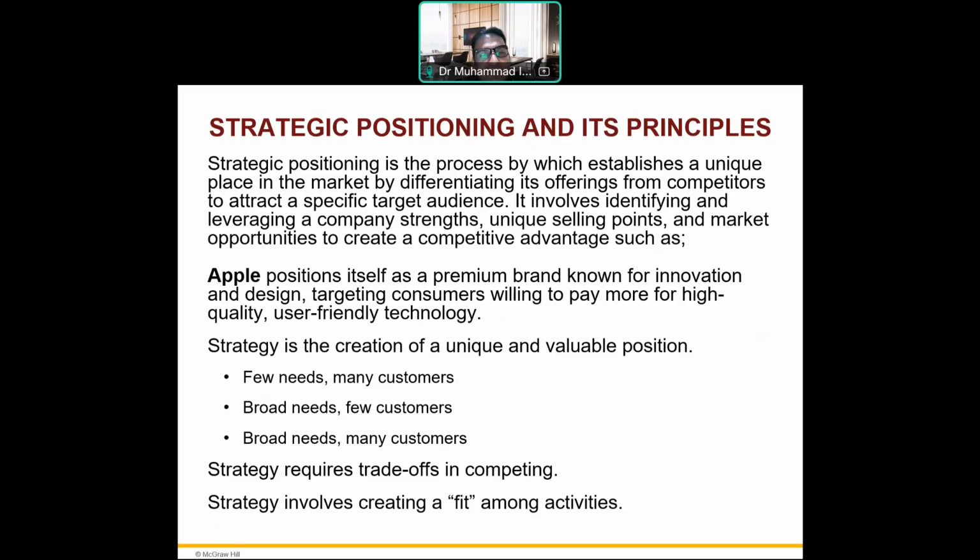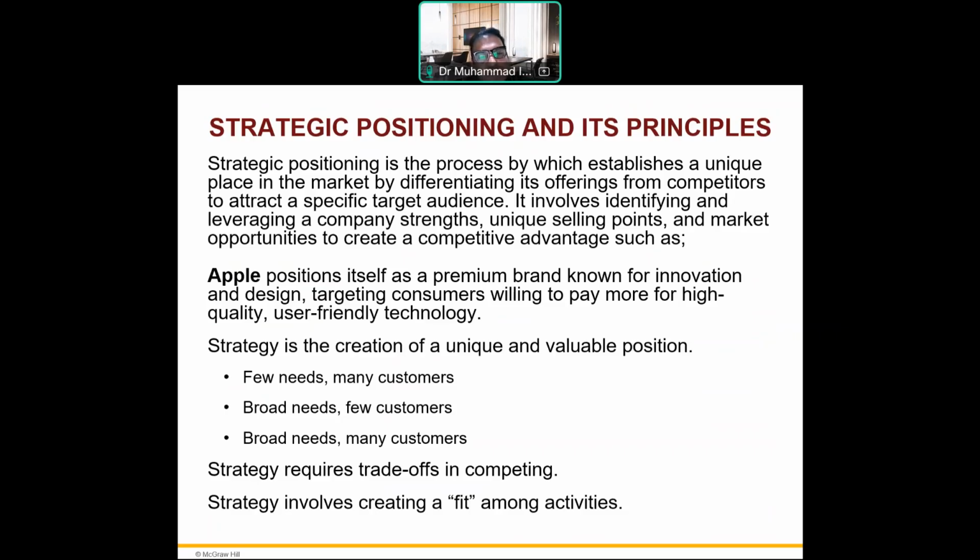Suppose here are three scenarios: few needs, many customers; broad needs, few customers; broader needs, many customers. Which one do you want to go for? Here is your decision. Obviously, every company will go for the better one, right? Strategy requires trade-offs in competing, so you have to make trade-offs among these three scenarios. For me, I think the broader needs with many customers, so I want to go for this one.